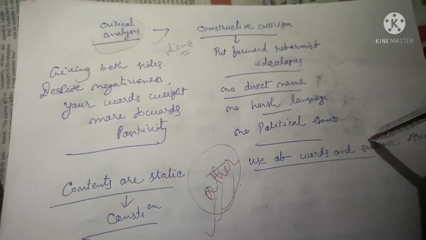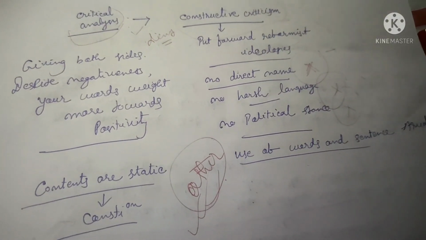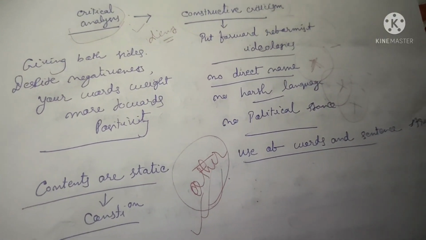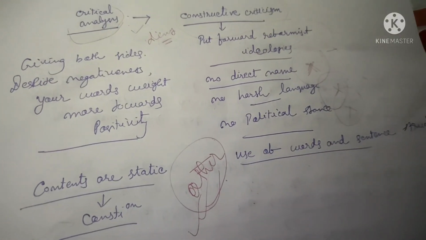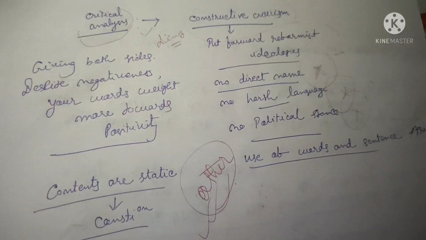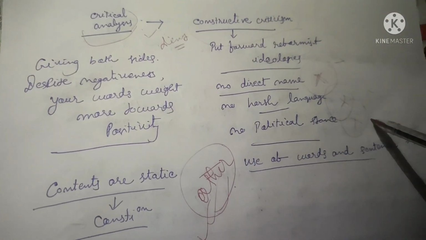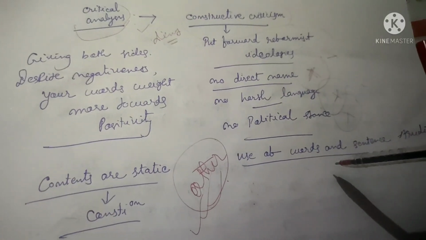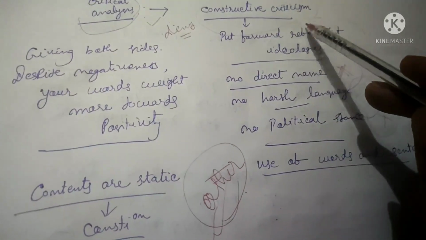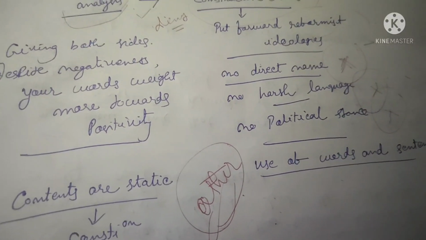In UPSC answer writing, you are not directly required to criticize, right? But in every answer, you have to give a reverse point. Reverse point means you have to show the other aspects of the question. If the question is asking for one point, then you have to show the other points also. That is where constructive criticism is necessary. Then what is constructive criticism?